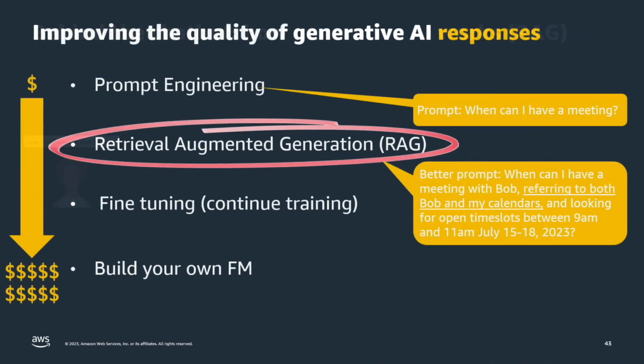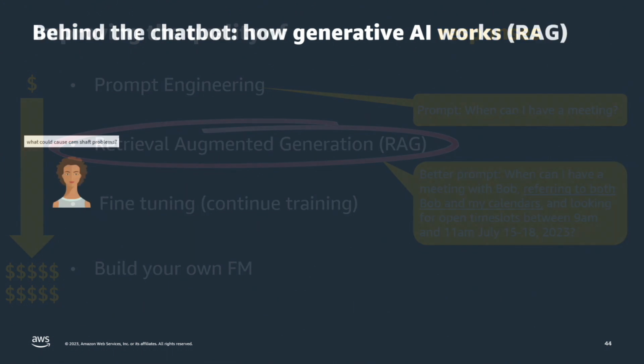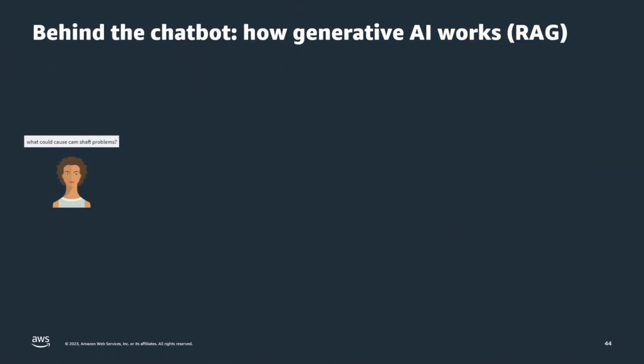Let me talk about how that works, right? The reason why this retrieval augmented generation is so popular is because it's a middle point between very little cost to, if you build your own foundation model from scratch, that's extremely expensive, right? And you don't want to do that every day. So if you want to give people access to current information, this RAG technique is pretty popular, right? So how does RAG work? Well, here's the question: what could cause camshaft problems? There's a chatbot.